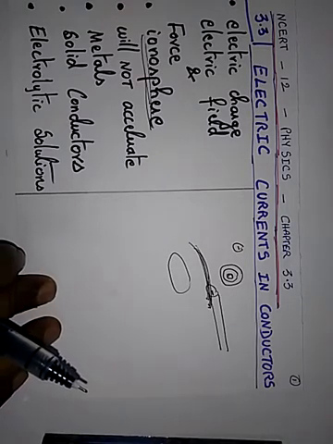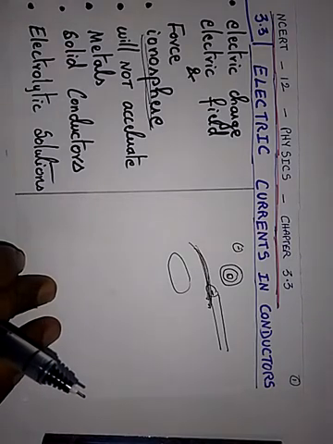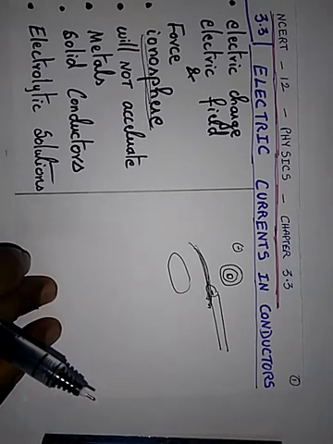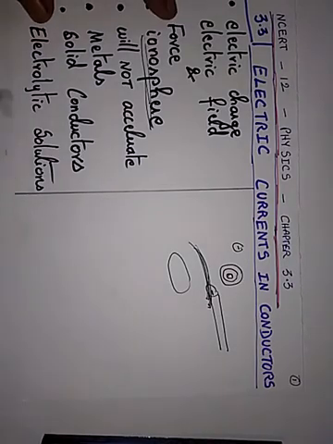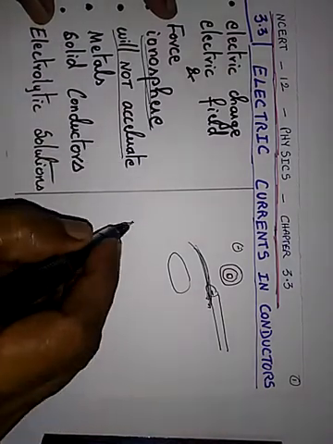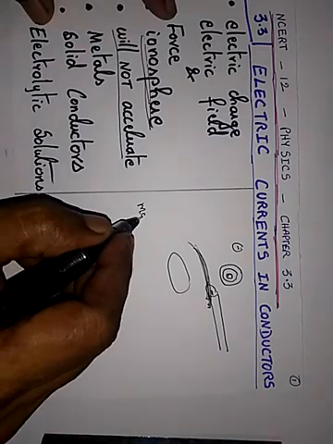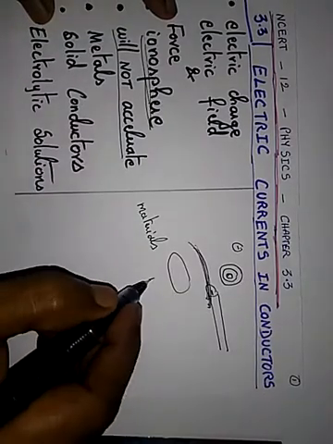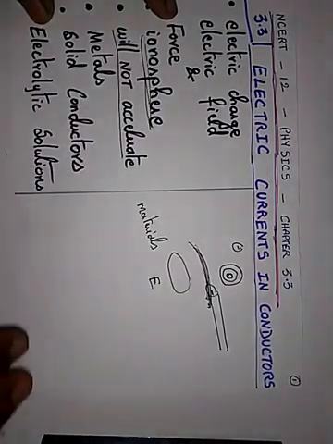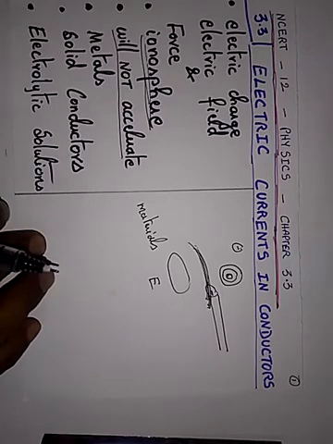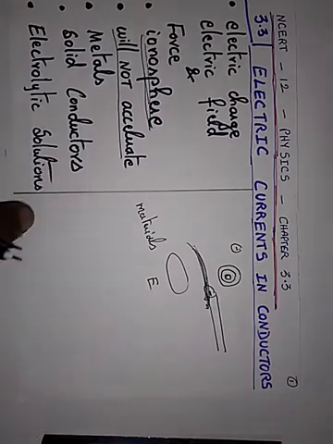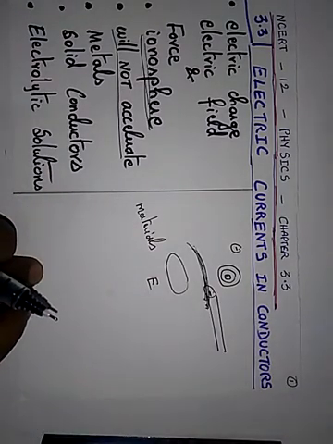Now, in some materials, the electrons will still be bound and they will not accelerate even if the electric field is applied. So there are some special materials in which, even if you apply an electric field, the particles are not accelerated. Therefore, in such materials, we cannot expect any current.